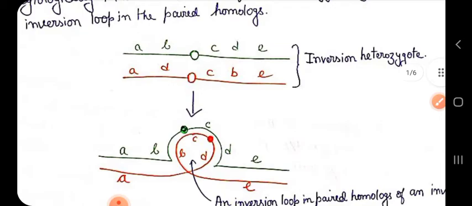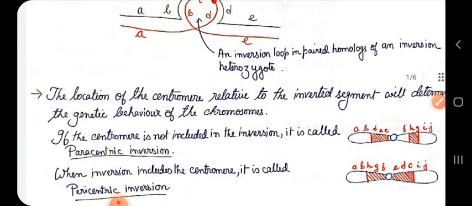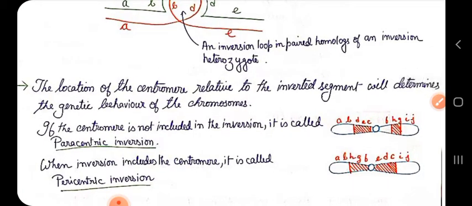So I think you have understood this part. I am going further. Now, two types of inversion can be observed. One is called paracentric inversion, another one is called pericentric inversion. Most of the case, the difference between paracentric and pericentric inversion comes in your exams. Let us see what it means.